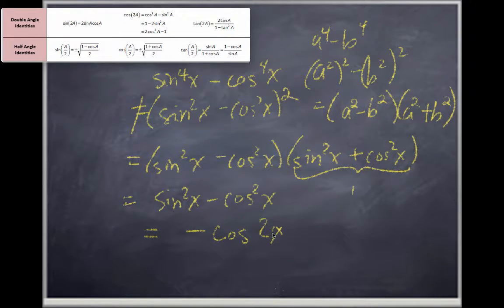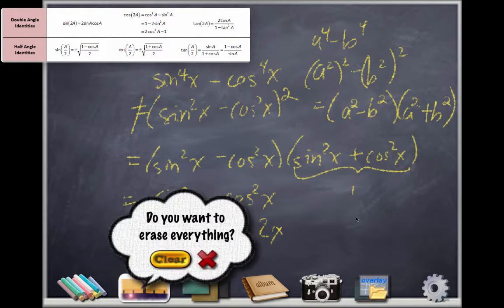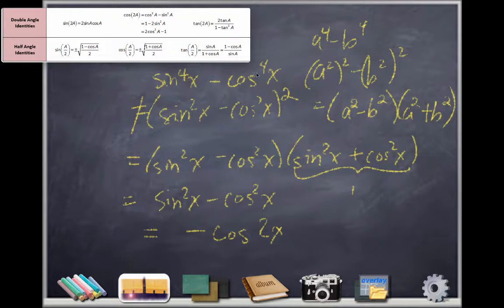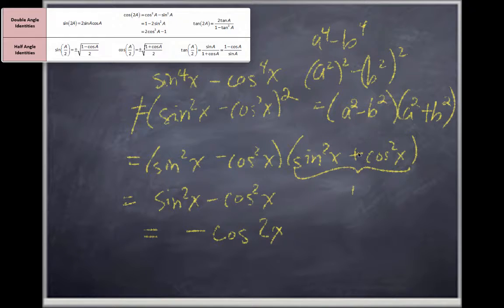A negative changes all the signs. So this should have been negative, this should have been positive. The signs were changed, so it's negative of it. So the things that needed to be recognized were: 1, a difference of squares; 2, that it needed to be factored properly; 3, you needed to know this Pythagorean identity; and 4, you needed to make the connection between this and this.